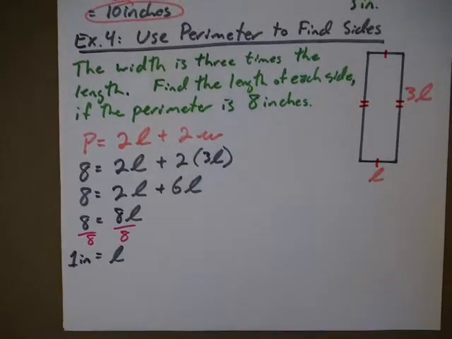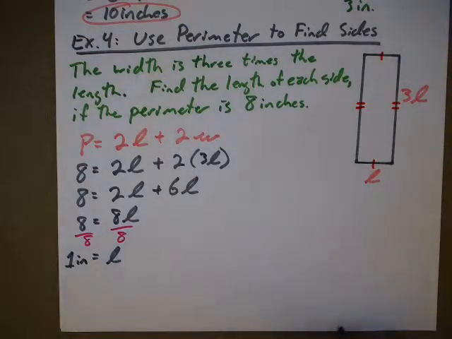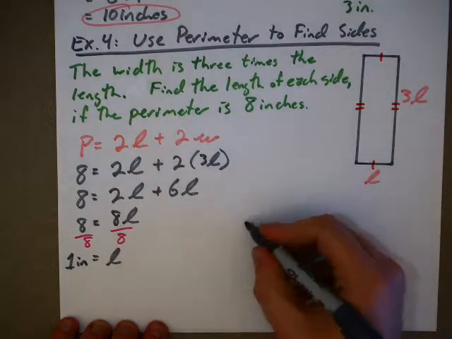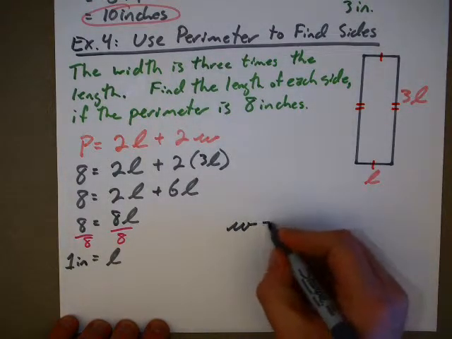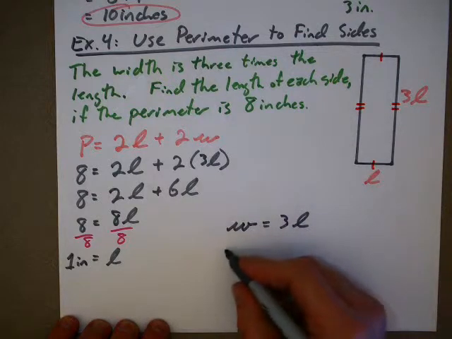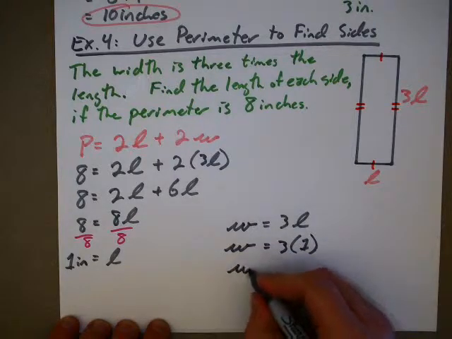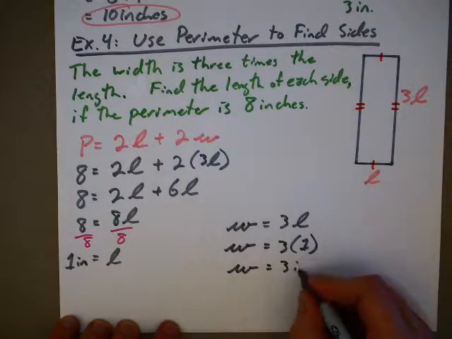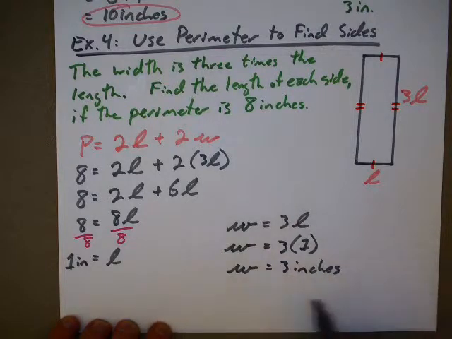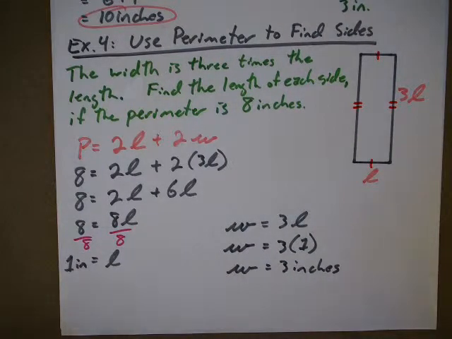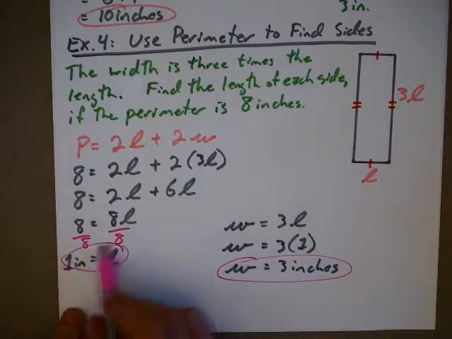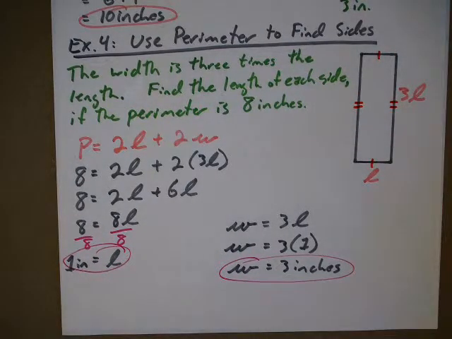So now that I know the length is 1 inch long, I can plug that in to find the width. And we know that the width equals 3L. So my width is going to equal 3 times 1, or just 3 inches. Okay, so I found my answers. And I can check by plugging it back in. 1 inch plus 3 inches plus 1 inch plus 3 inches is 8 inches. So we've done this correctly.